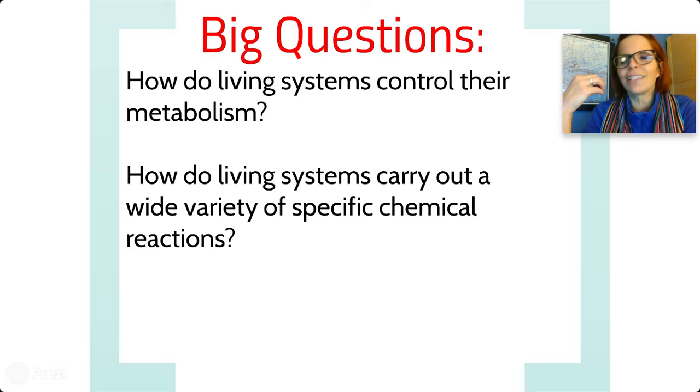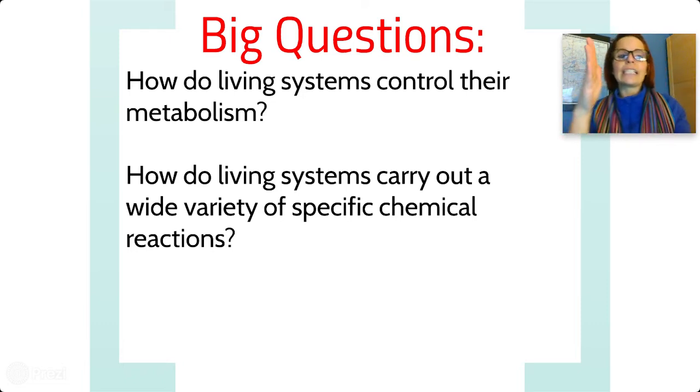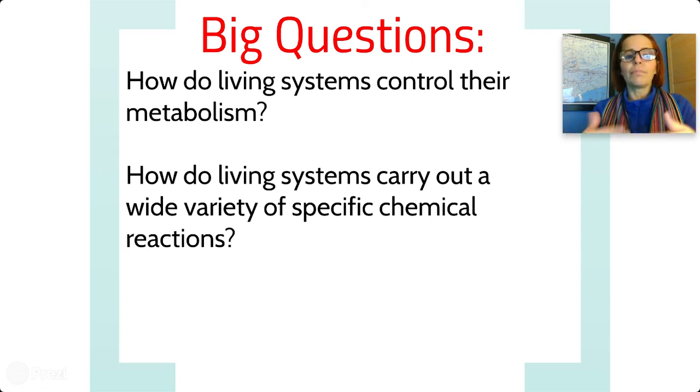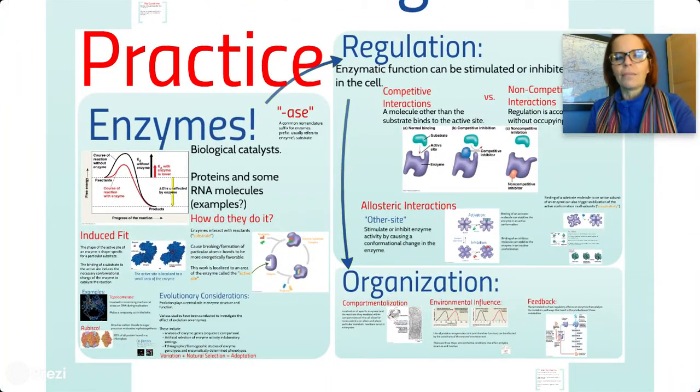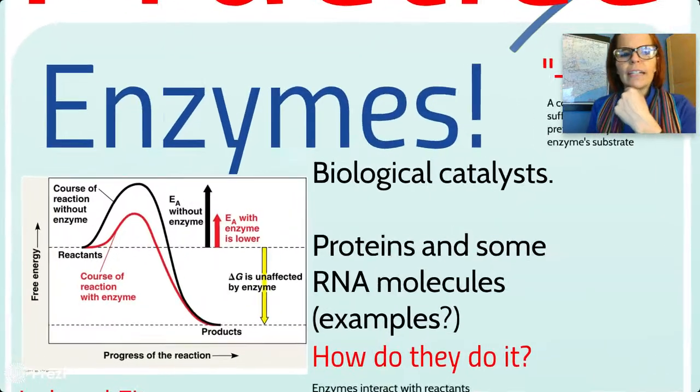So a reaction can happen incredibly fast. At some point, your body wants to stop the reaction from happening. It wants to be able to control the reaction. And so that's what we're going to be looking at today. And then how do living systems carry out a wide variety of specific chemical reactions? That has to do with how specific each enzyme is. All right, so let's go ahead and take a look.